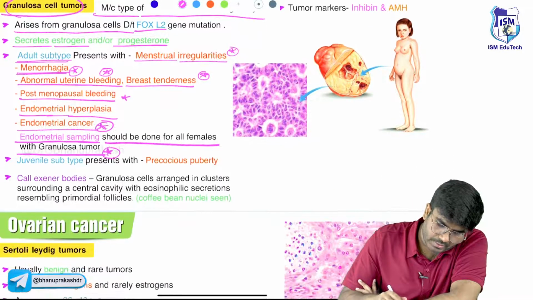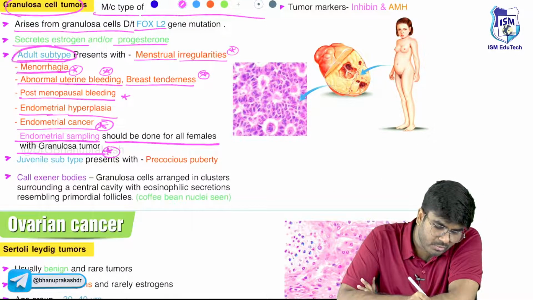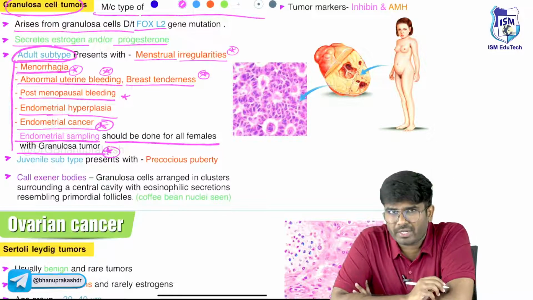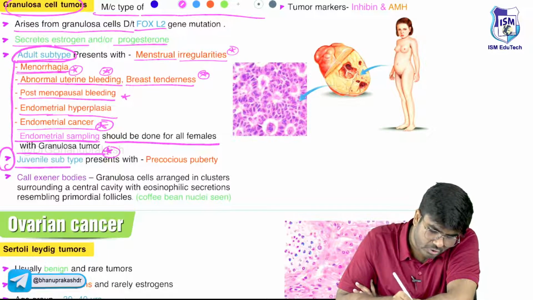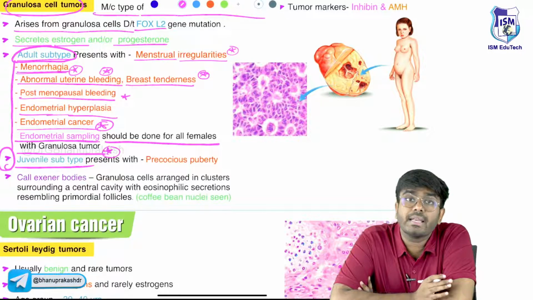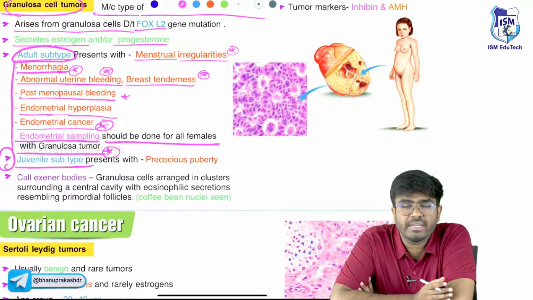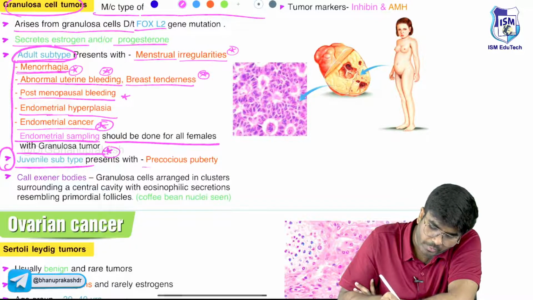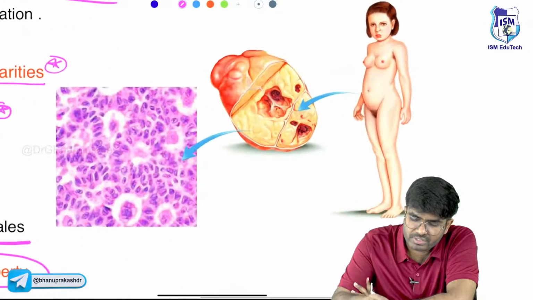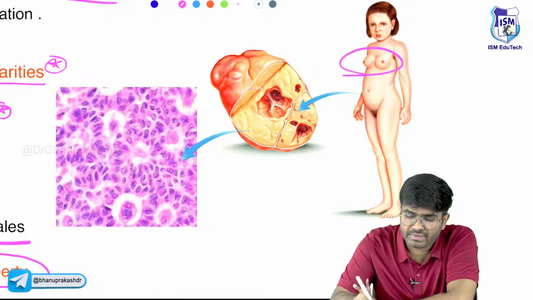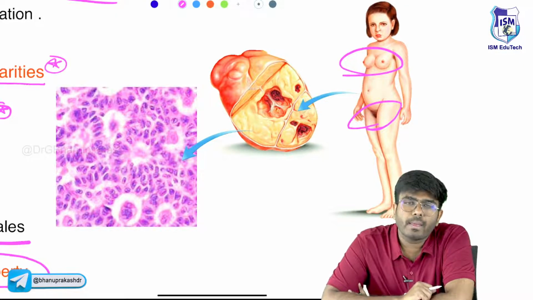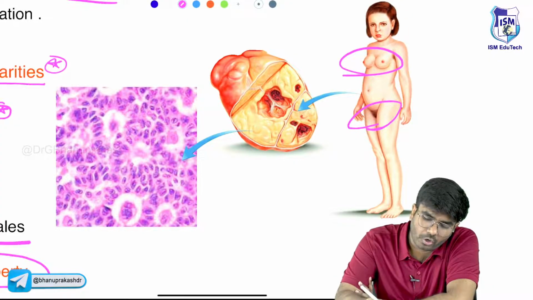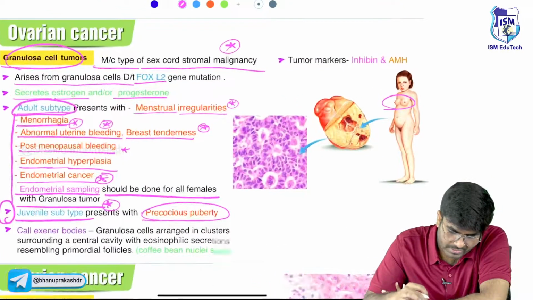So the adult subtype is going to cause these menstrual abnormalities, but if it occurs in the juvenile, in the younger age groups, for example in an 8-year-old or 9-year-old, because of this excessive estrogen level, she is going to have precocious puberty. This female who is, for example, 8 years old, is having breast development. So precocious puberty is seen.